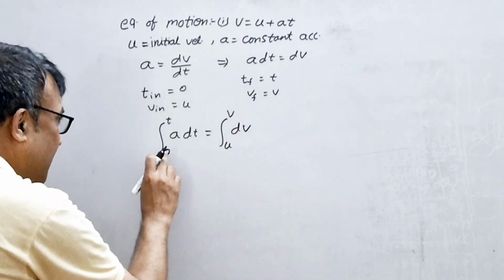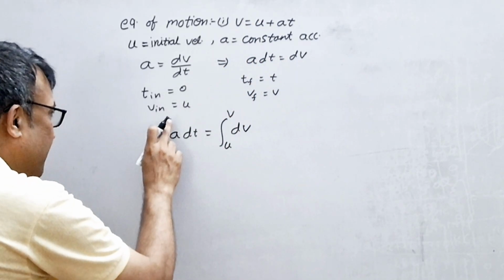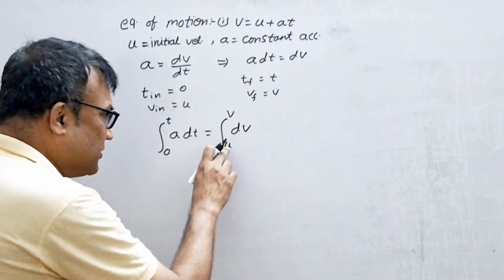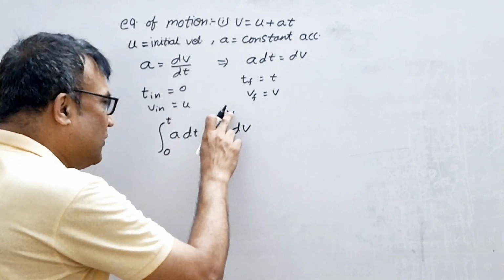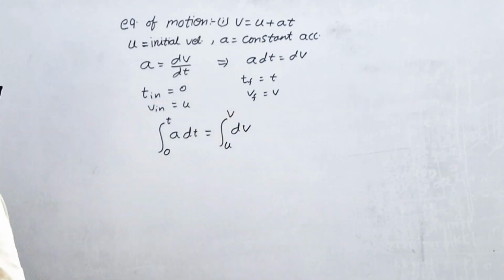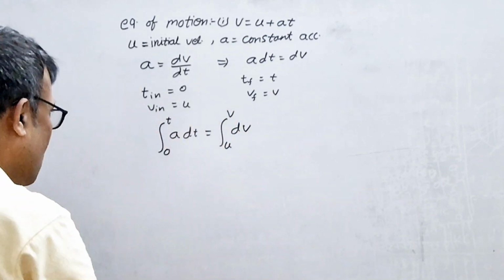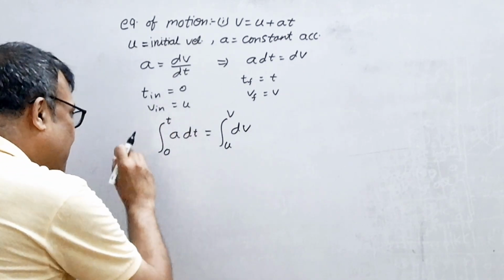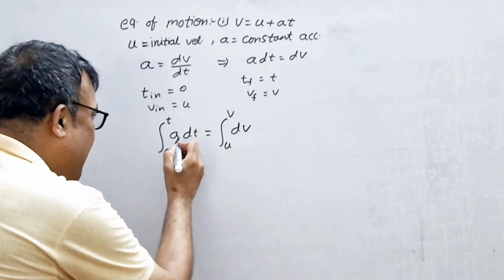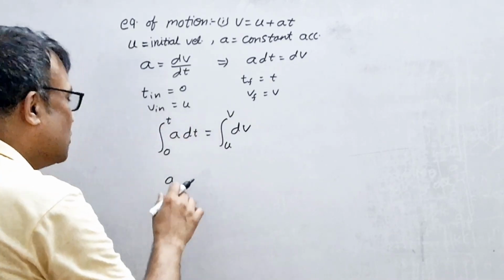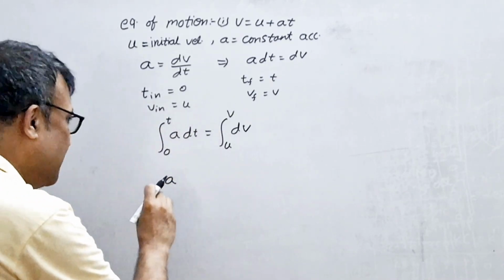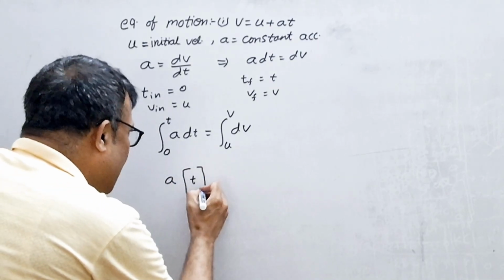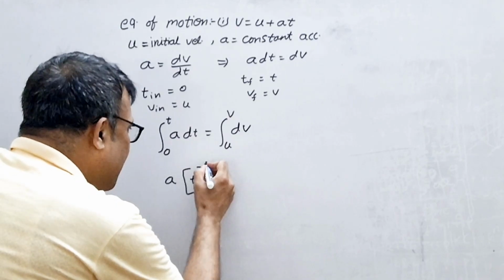On the left side we put the limit of t, lower limit 0, upper limit t, integration of a dt. On the right side we put the limit of velocity, initial velocity u and final velocity v, integration of dv. Now we integrate it using the rule of definite integration. Here a is a constant factor, so it can be taken out of the integration. And here there will be 1 dt. So integration of 1 with respect to t will be t.